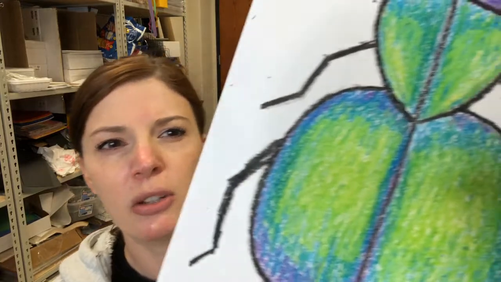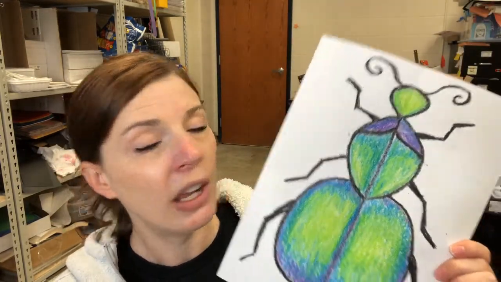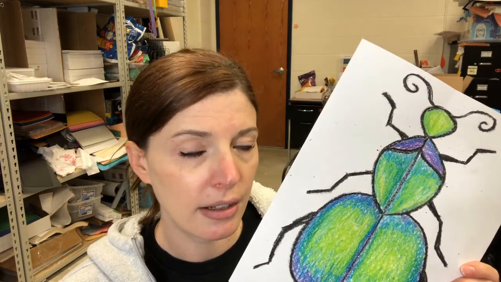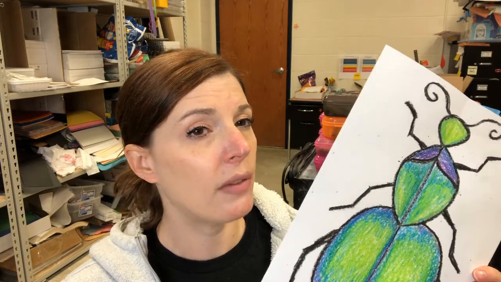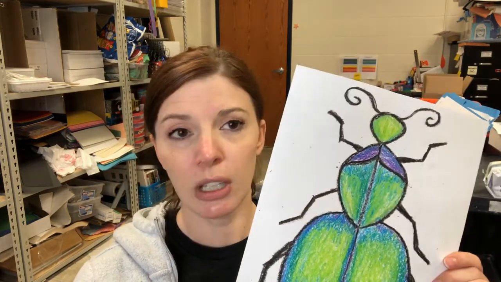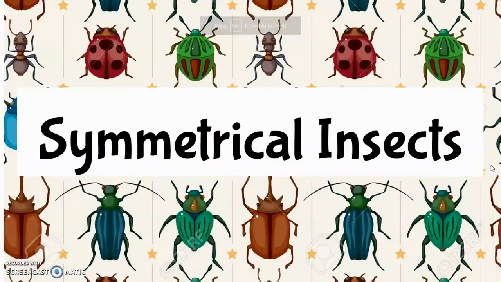You can also see that I used some of the coloring that we practiced last week with our analogous color blending. For this project, you will need crayons, a white paper, and a metal spoon. See if you have a metal spoon. So let's go ahead and talk about symmetrical insects and see what that means.